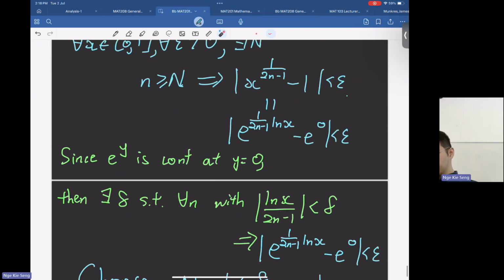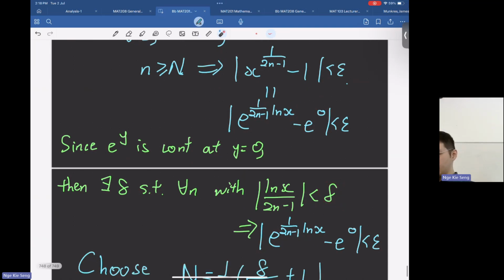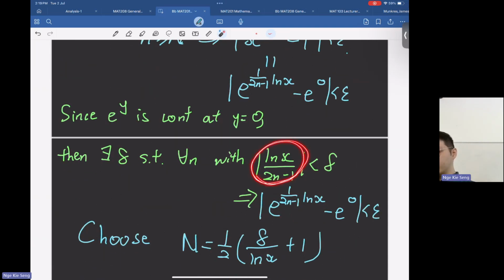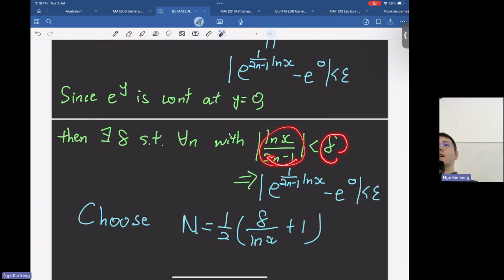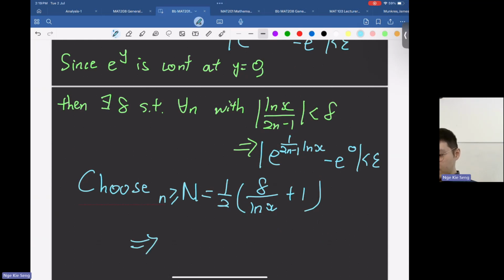But if e to the y is continuous at y0, what does it mean? There exists a delta such that this point minus this point less than delta, you will get the inequality you want. So in this case here, can you make this value less than delta or no? Can or not? X is fixed already. But can you still make this less than delta or no? Increase the n. So this will determine how you pick the n. So you need to pick the n like this, so that for all the n greater or equal to N, you will get the inequality that you want. Does it make sense? Okay or not?